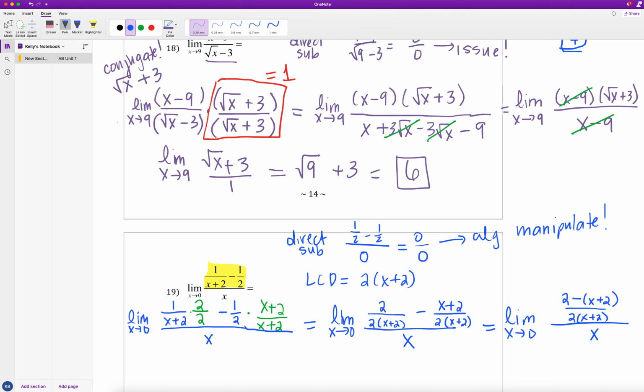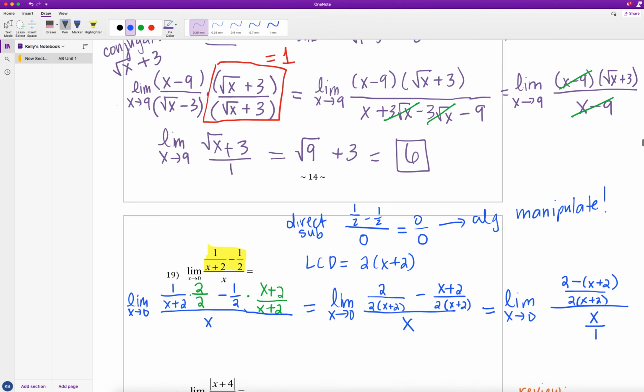Now that I have that, I technically have fraction over fraction, and I can multiply by the reciprocal of the denominator here. So I'm going to go ahead, I still have my limit, because I haven't done any calculus yet. I'm doing just a lot of algebra right now. In the numerator up here, I'm going to leave it untouched, even though we can simplify it, and I will in the next step. But we get this 2 minus x plus 2 over 2 times x plus 2 times the reciprocal of x, which is going to be 1 over x then.